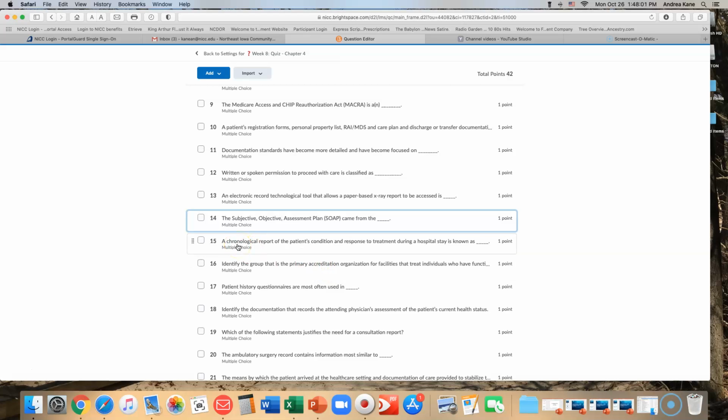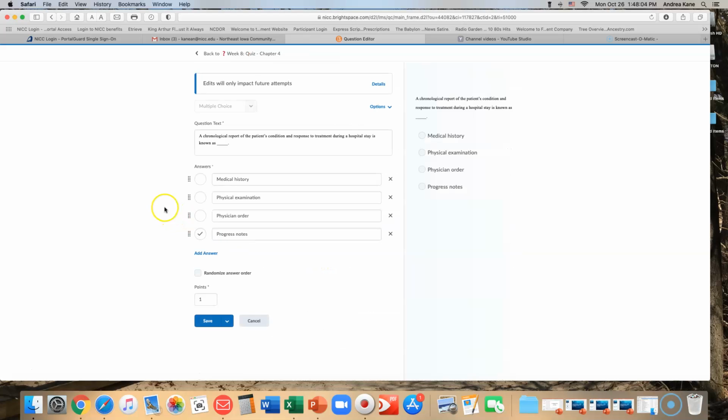All right, so the next one is 23 that I want to talk about. A chronological report of the patient's condition and response to treatment during a hospital stay is known as progress notes. Okay, so let's break this down. First of all, you may not know it is progress notes. So let's look at the answers. The question is a chronological report of the patient's condition and response to treatment during a hospital stay. Is a medical history a chronological report of the patient's condition and response to treatment during a hospital stay? No. No, that's not a medical history.